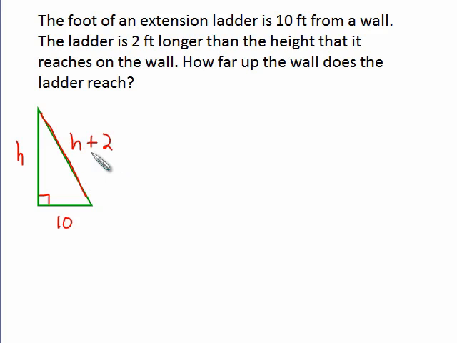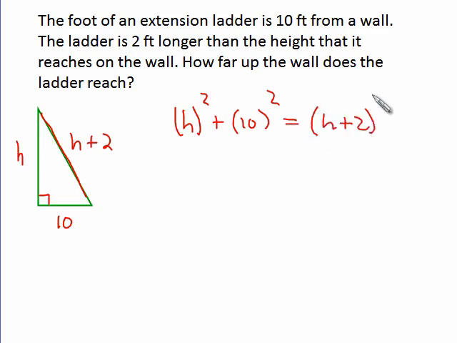Now, since this is a right triangle, then we have the Pythagorean theorem that says a squared plus b squared equals c squared, where c has to be the hypotenuse, which is always across from our right angle. So using these values instead, I have h squared plus b, which would be 10 squared, must equal our hypotenuse, which is (h plus 2) squared.